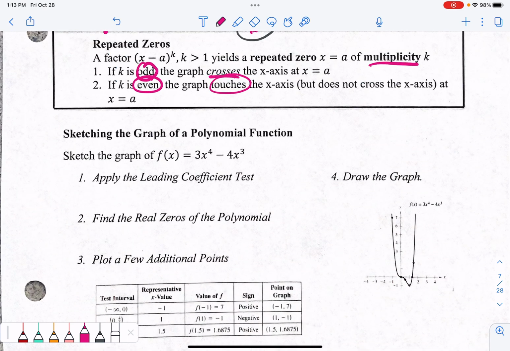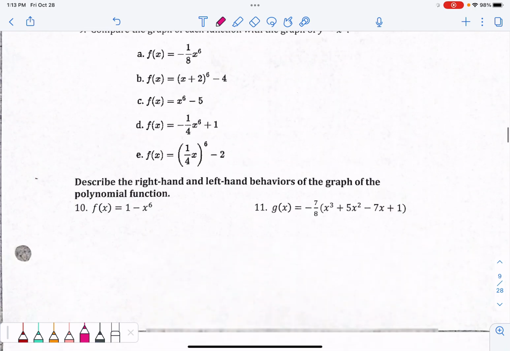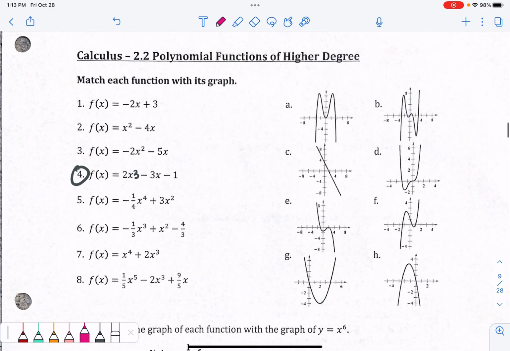We can be done, and we can save these last 2 examples for Monday if you go through and do the matching on the first page, 1 through 11. This is not your homework. Okay, goodbye.